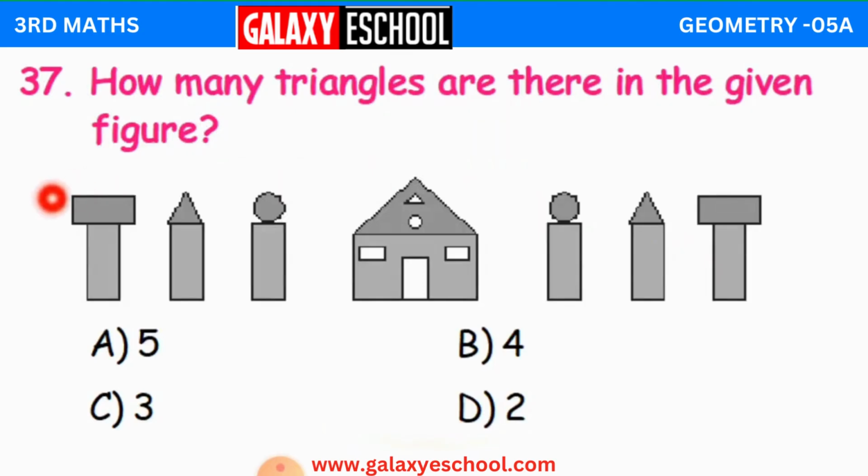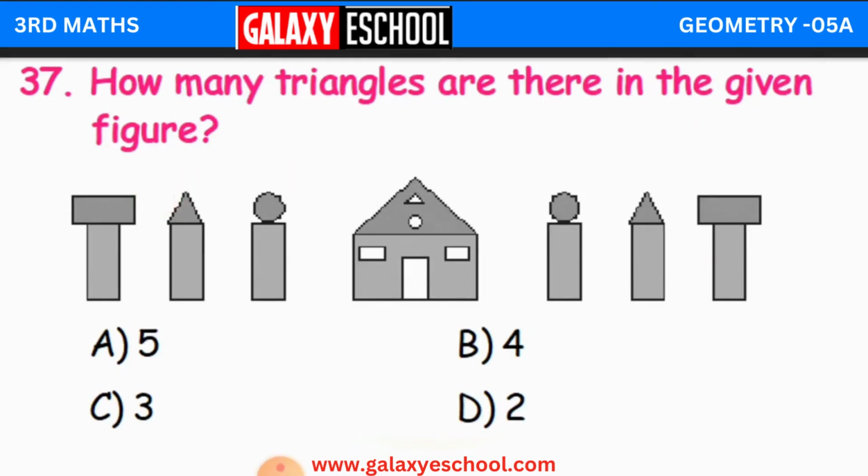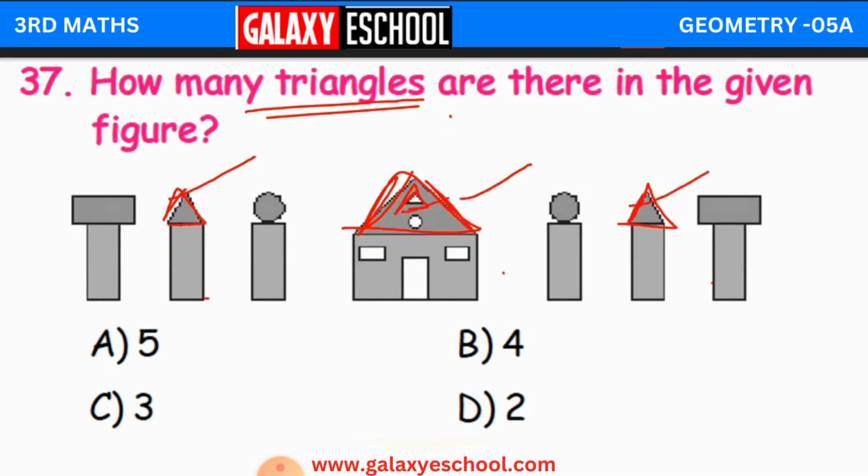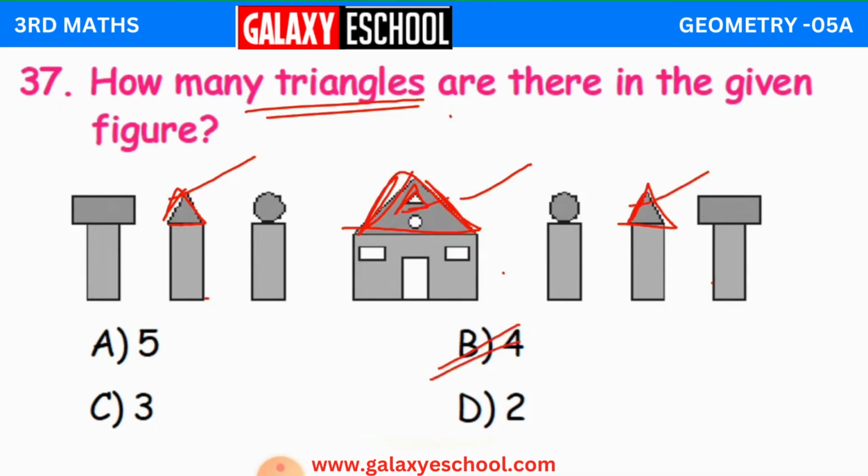Coming to question 37. How many triangles are there in the given figure? So what should we do? We should count the number of triangles. 1, 2, 3 and 4. I hope this is correct. Yes, so we have 4 triangles in this figure. 1, 2, 3 and 4. So option B, 4, becomes the correct answer.